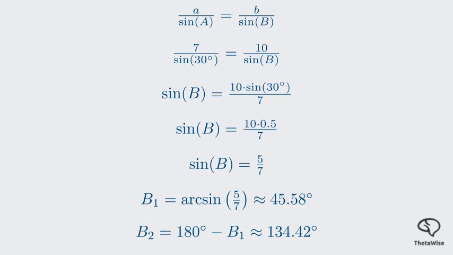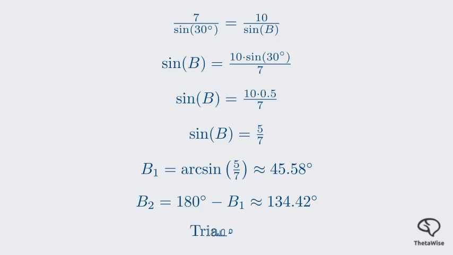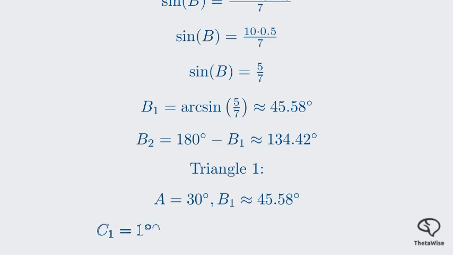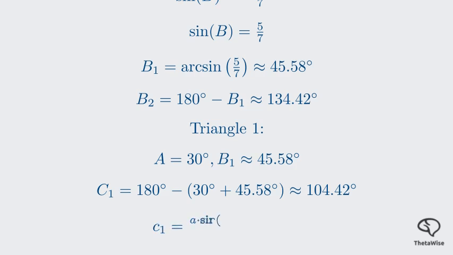Let's solve for the first triangle, using B1. For triangle 1, angle A is 30 degrees, and angle B1 is 45.58 degrees. Angle C1 is 180 minus their sum, which is 104.42 degrees. Then, we use the law of sines to find side C1, which comes out to approximately 13.54 units.